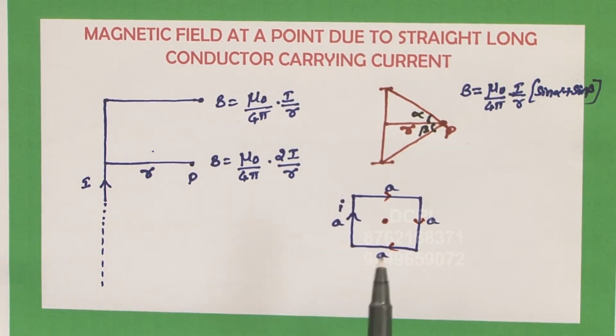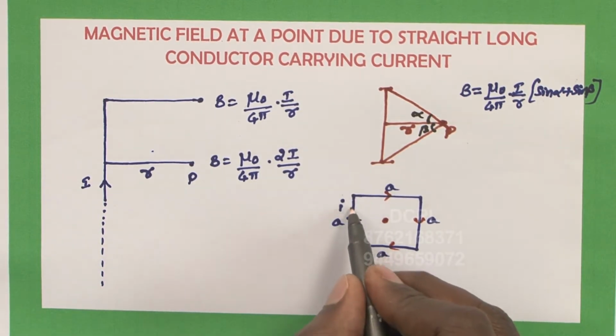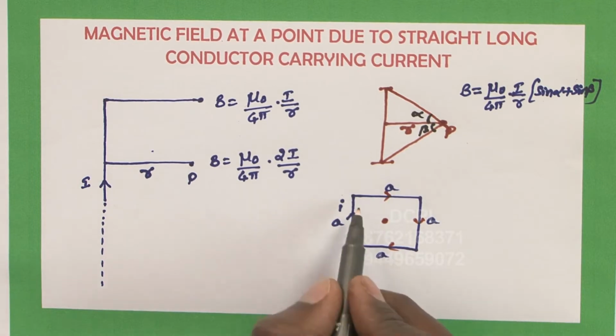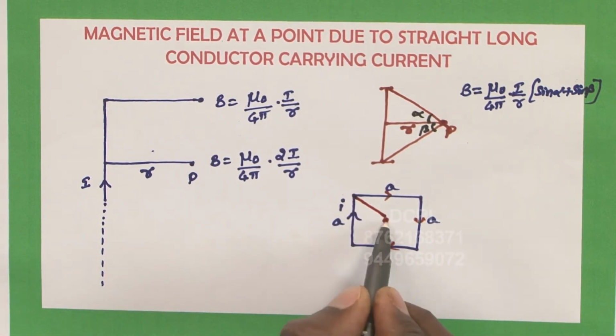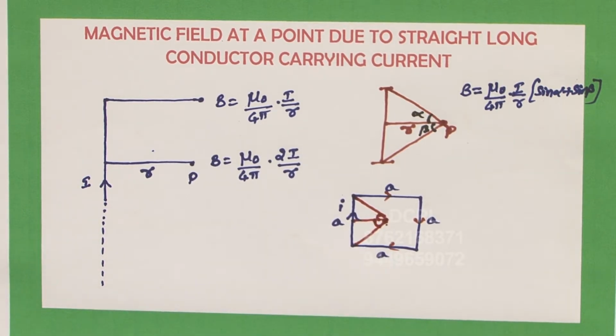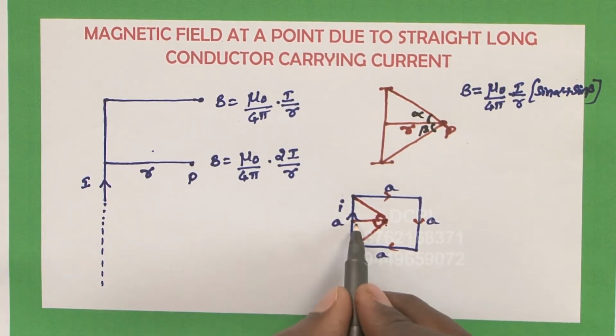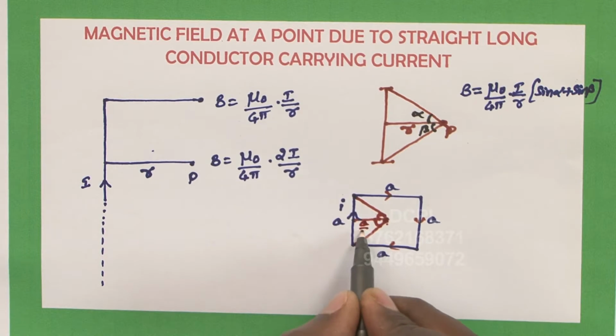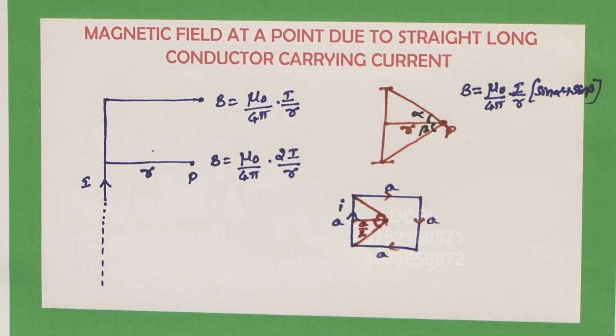You can find the magnetic field at the center of the square using this formula. Now, let us consider only one side of the square, which makes an angle of 45 degrees at the center of the square. The perpendicular distance is equal to a by 2. Then you can find the magnetic field here.